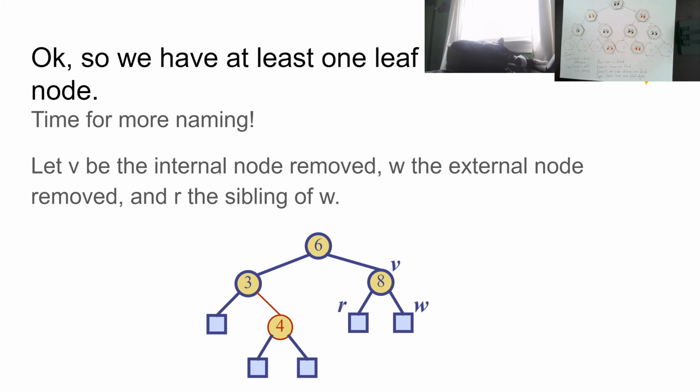It's the node that's actually going to get removed. It's the victim. Then there's W, which will be an external node removed as well, one of those null pointers. And then R is the sibling of W, and we'll let R stand for remain. So R remains after the victim is removed. I'm just coming up with these shorthands. People just chose some letters for some reason. Maybe that's why they chose them.